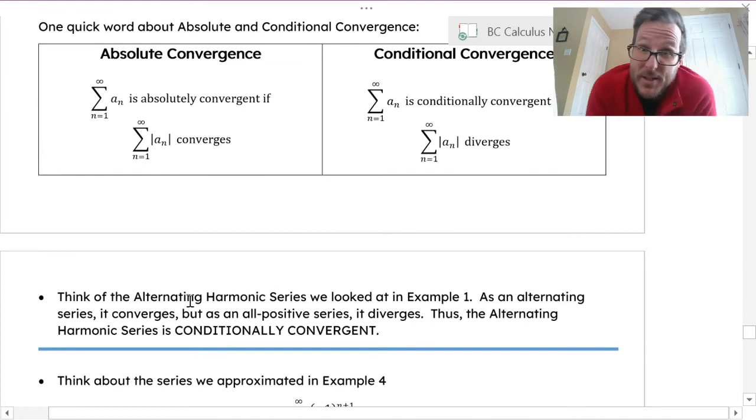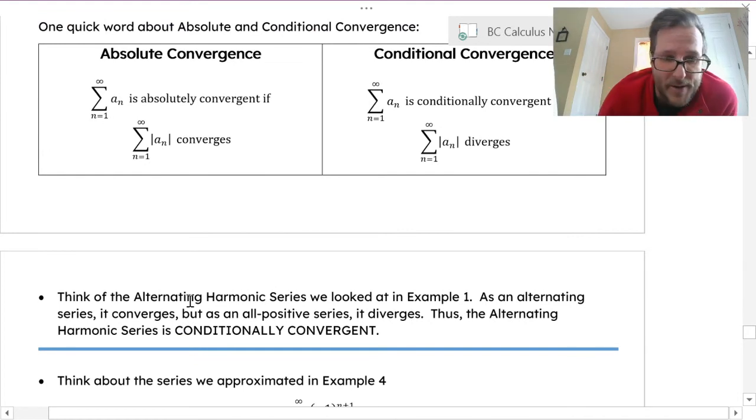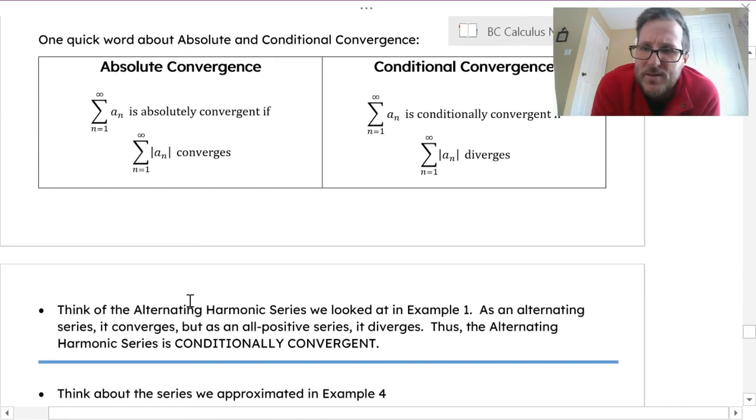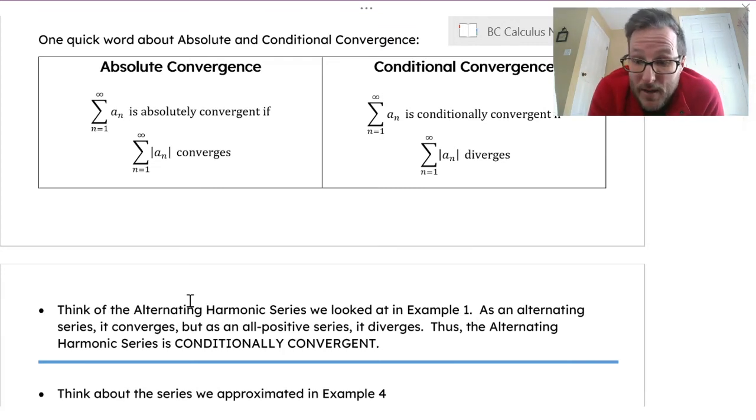So the harmonic series that we looked at earlier diverges, right? 1 over n diverges. But its alternating series converged. Remember that? It was the first example. So the all positive series diverged, but the alternating series converged. That is an example of conditional convergence.